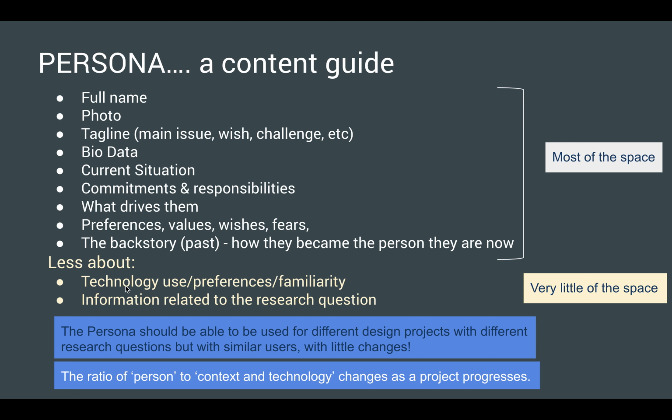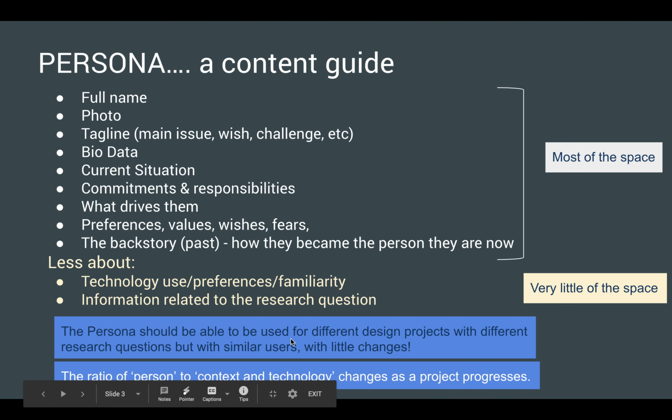And less space should be devoted to technology use, preferences and familiarity. So don't just give me an icon of a phone, but tell me a little bit about what phone it is, how often they use the phone, what they use the phone for. Okay. The persona should be able to be used for different design projects with different research questions, but with similar users with little changes.